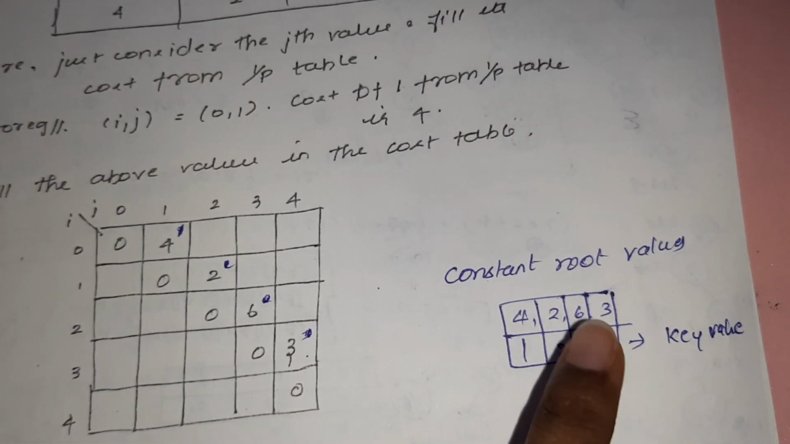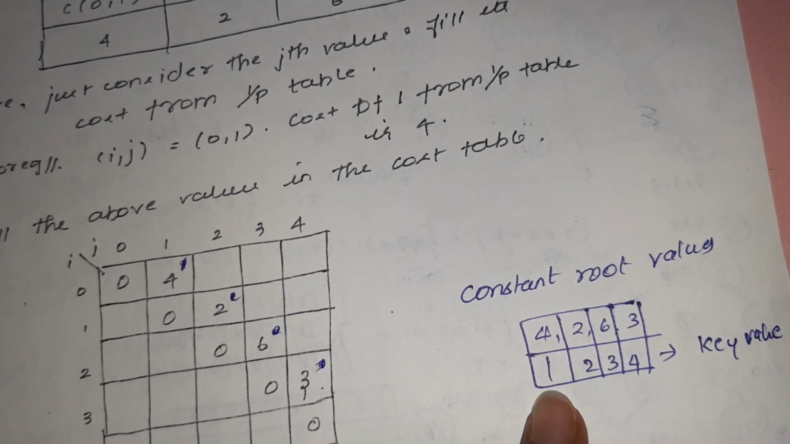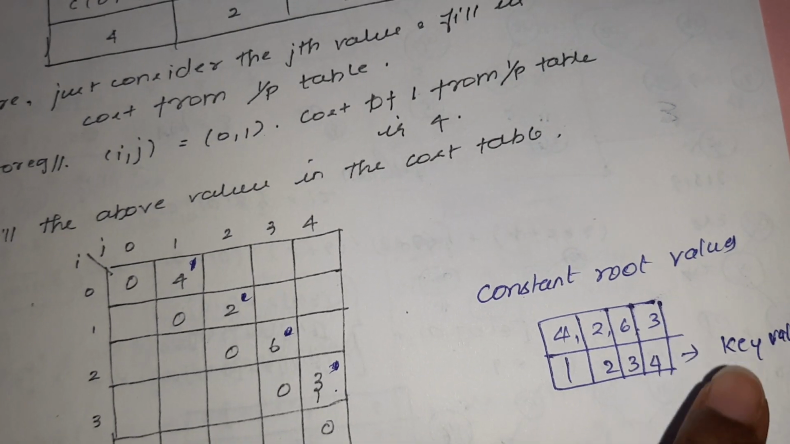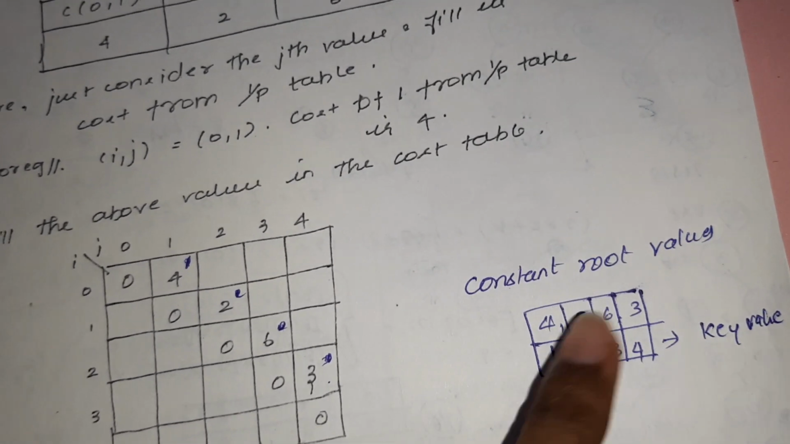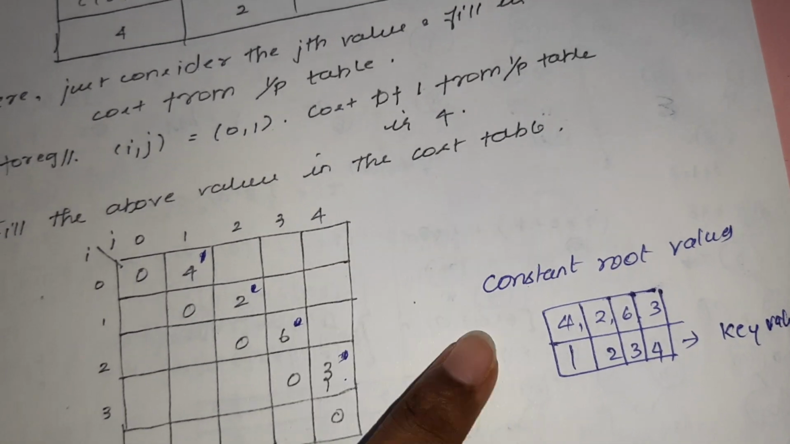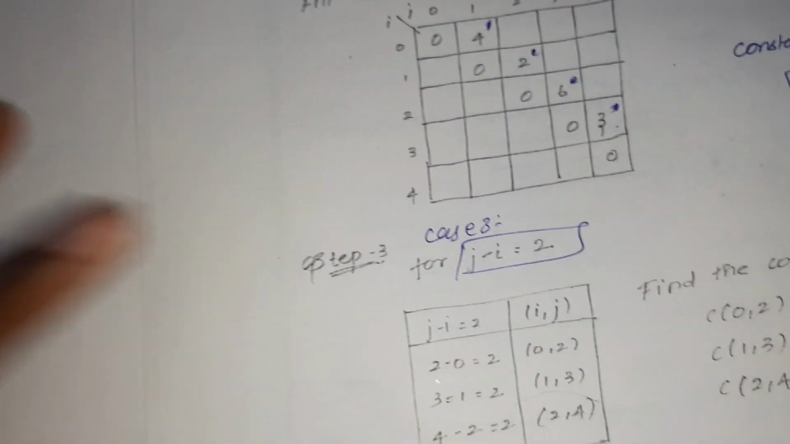So you should note down at the side: the 4 represents the first key value, the 2 represents the second key value, the 6 represents the third key value, and the 3 represents the fourth key value. Like that you should keep it here, because at last with the help of this only we can find out everything. So next we are going to the third case.